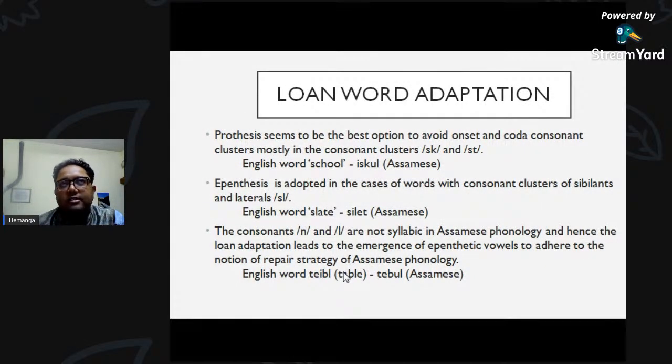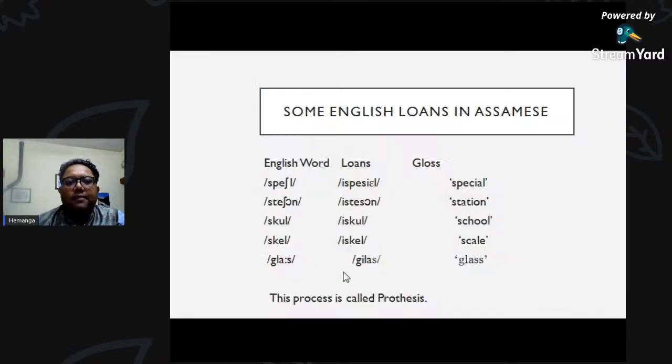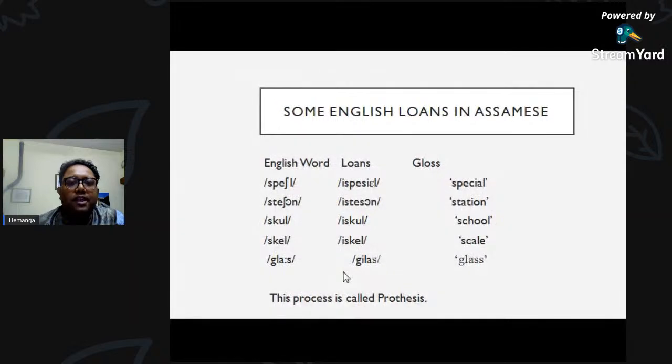And if you look at the adaptation process in different languages, you can see that these adaptation processes are always systematic. I'm giving some examples. This is very important. Like special becomes spatial, station becomes station, school becomes school, scale becomes scale, glass becomes gilas. Sometimes cream becomes kirim. All these processes happen in Assamese words.